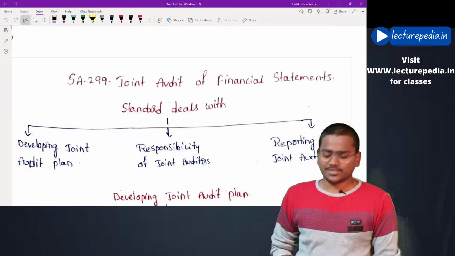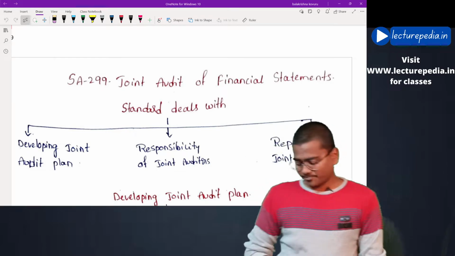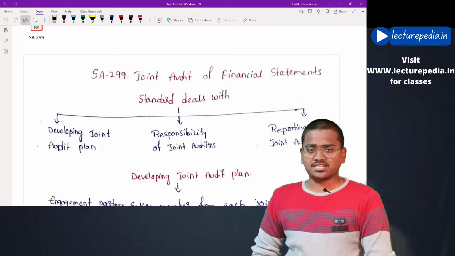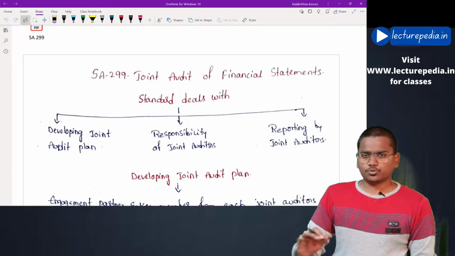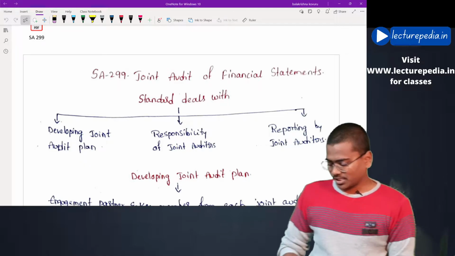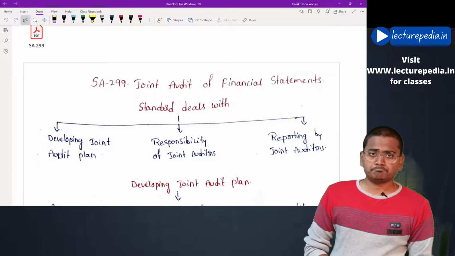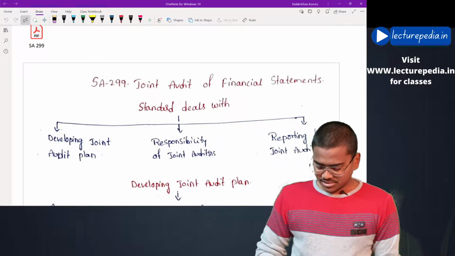Coming to the last standard of the 200 series, SA 299, joint audit of financial statements. Still we are left with SA 220 that we'll discuss later on. By completing this standard, we will be finishing the SA 200 series. Let us quickly revise the standard.